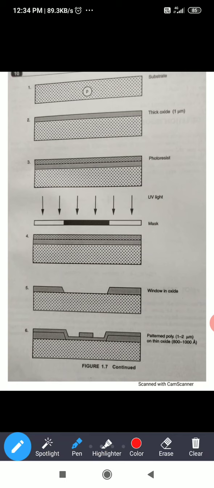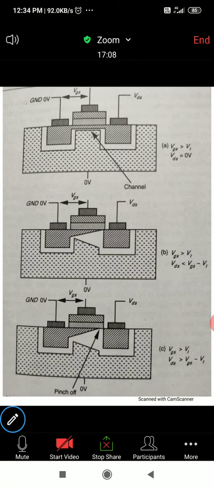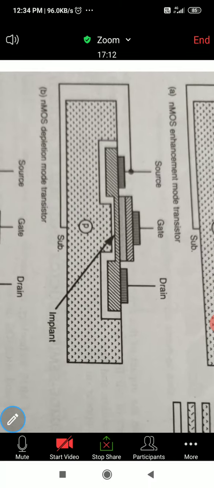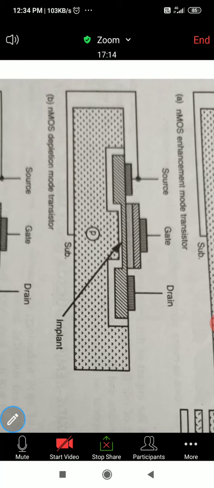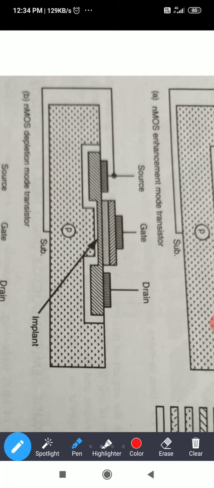Okay, in the NMOS transistor we will take p-type substrate. If you see here, NMOS transistor, this is p-type substrate. Suppose if you want a PMOS device, we'll use n-type substrate. Okay, like that.